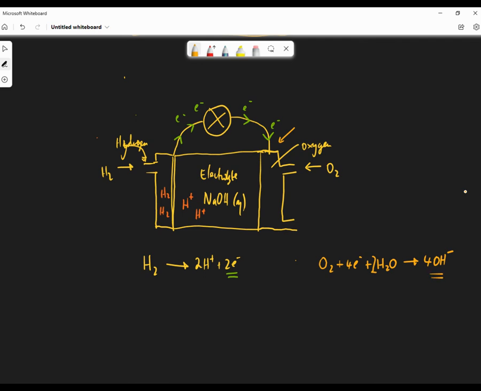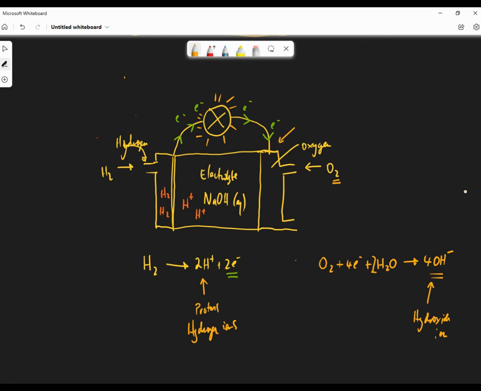So one side produces protons, or hydrogen ions, we should say, really. Hydrogen ions, and the other side produces these hydroxide ions. Why does this happen like this? Well, the hydrogen loses its electrons, produces hydrogen ions, and the electrons flow through the external circuit, and if this was a light bulb, it would make the light bulb go on. Then they come down here, and the electrons react with the oxygen to form hydroxide ions.